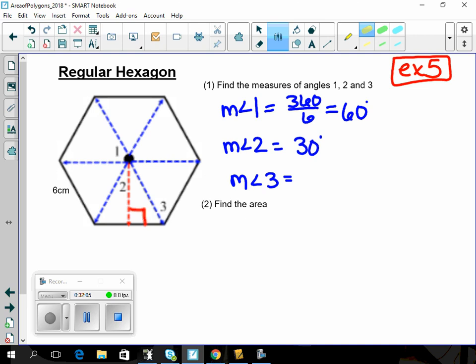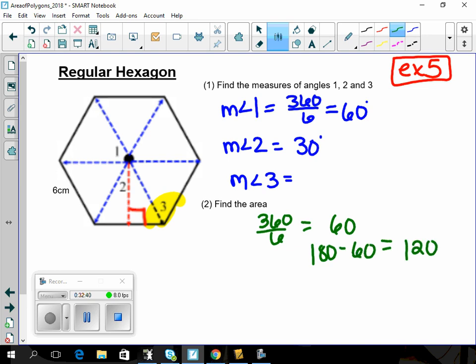Think about where angle 3 is. Well, wouldn't it be half of this whole angle? Can you find the inside angle of a regular hexagon? I want you to do that. So go ahead and do that. We've done that multiple times at this point. I want you to find the inside angle of a regular hexagon. So you find the outside one first, and then I subtract that from 180. And you get 120, so 120 is the whole inside angle.